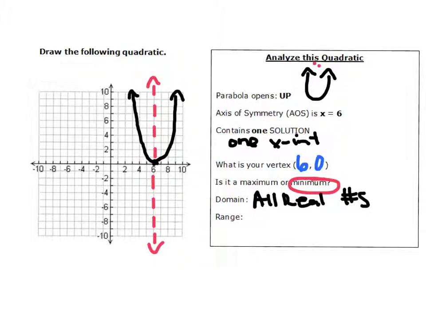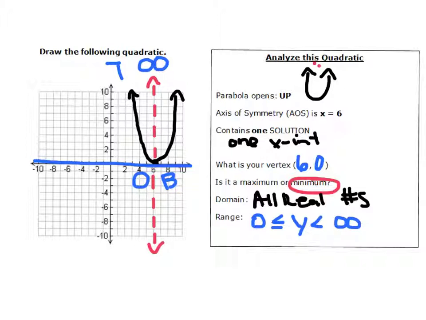Now let's find our range. Our range, okay, I know is not going to go past this point on my y, so that's my number furthest to the bottom, which is, according to the y-axis, 0. And it goes on forever on top, to infinity. So my range is from the bottom: 0 is less than or equal to y, which is less than infinity. So there's all the information that I need to know.